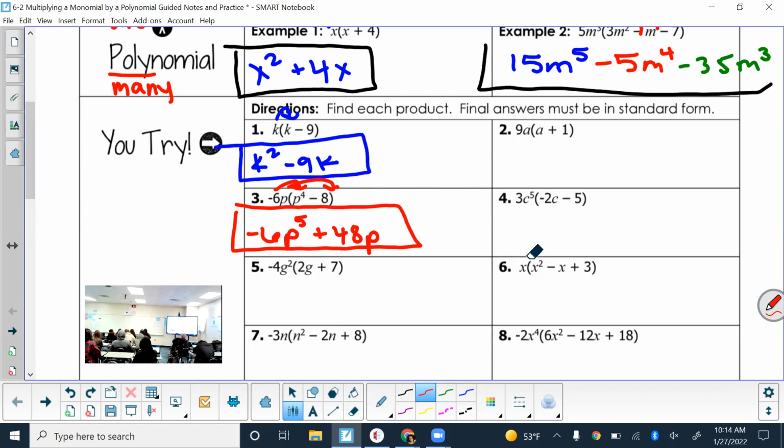Right, so here's 6, that's the other one I had you do. So distribute, and this time there's 3 terms inside. So a trinomial. X times x squared, what's that? X cubed is correct, so x to the 3rd. And then I have x times -x. So don't let the coefficients confuse you. It's just a 1 times a -1. What's that?